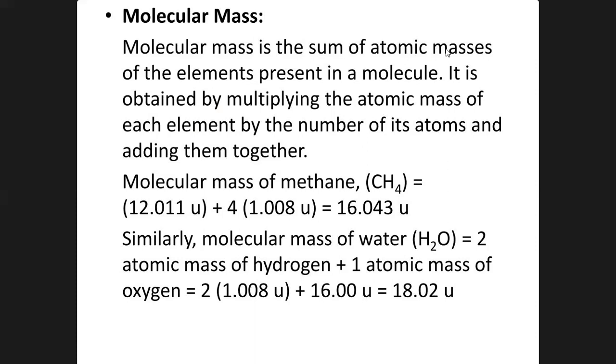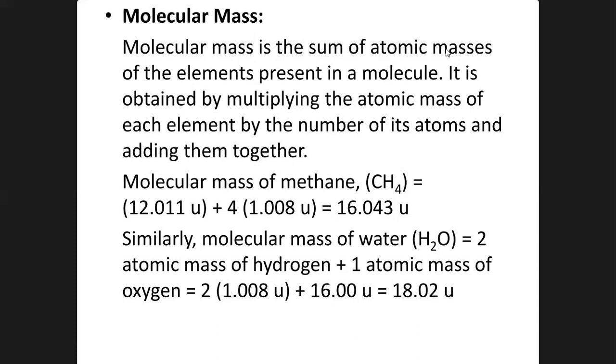Molecular mass. The molecular mass is the sum of atomic masses of the elements present in a molecule. It is obtained by multiplying the atomic mass of each element by the number of its atoms and adding them together. For example, how can you find out the molecular mass? For that, you have to learn the atomic masses of all the elements. After that, you will be able to calculate the molecular mass.